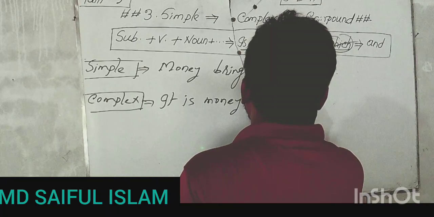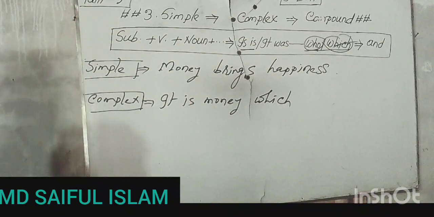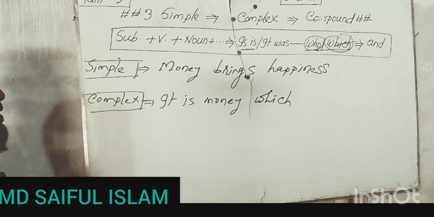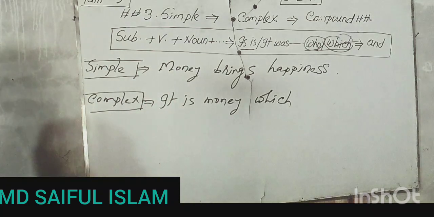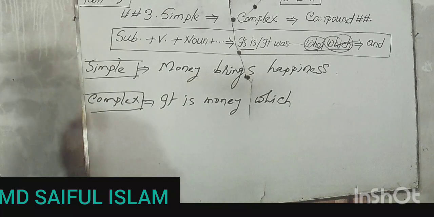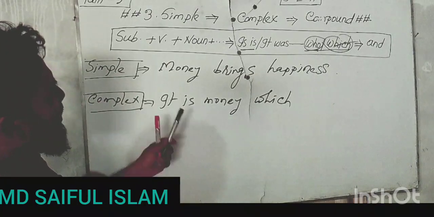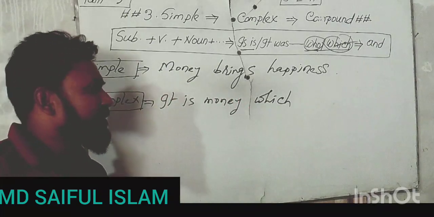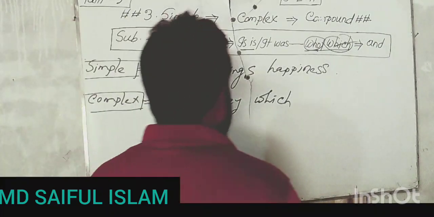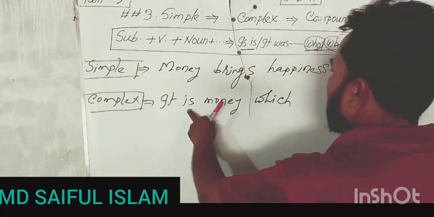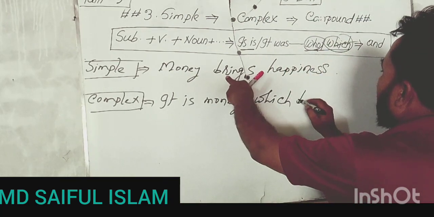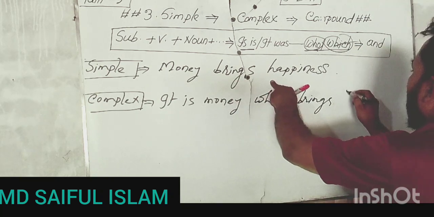Why? Viewer, I may ask you why "which" is used here. Because money is, of course, a non-personal subject, and according to the usage of pronominal form, you are told, my dear viewers, that if the subject is non-personal, we will have to use the relative pronoun. If the subject is non-personal, we should use which, and if the subject is personal, we should use who. And the next part of this statement, brings happiness.